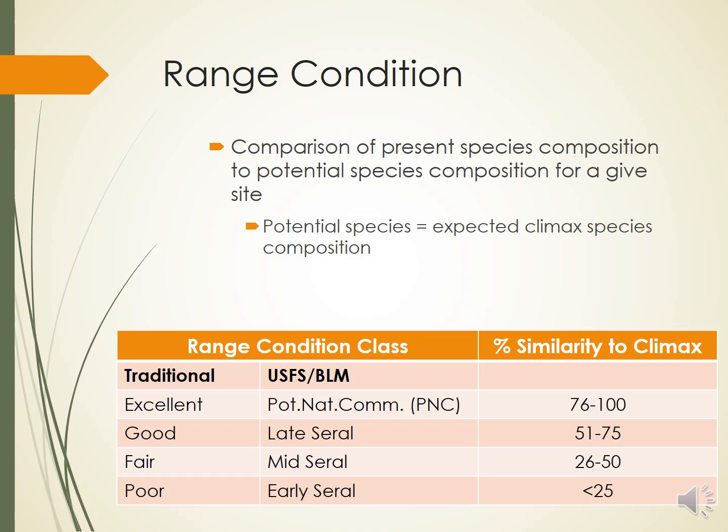So 76 to 100% similarity is going to be categorized as PNC. 51 to 75% similarity is going to be categorized as late seral. 26 to 50% similarity is going to be categorized as mid seral, and anything less than 25 is going to be categorized as early seral.